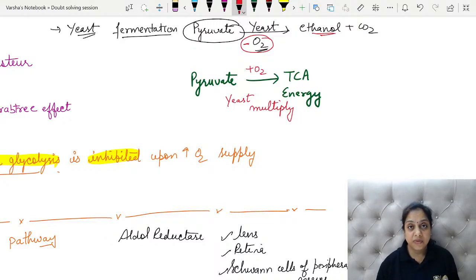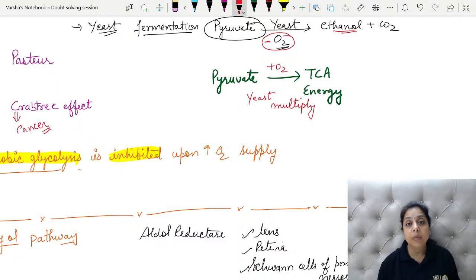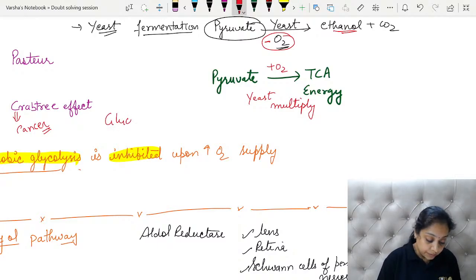That was Pasteur effect. But Crabtree effect, Crabtree, was explained by a scientist when he was studying the cancer cells. He was not talking about the yeast, but he saw a phenomenon which was very similar to the yeast. That cancer cells को क्या चाहिए? They have to grow, they have to divide very rapidly. So they need lots of glucose. बहुत glucose consume करते हैं, right?